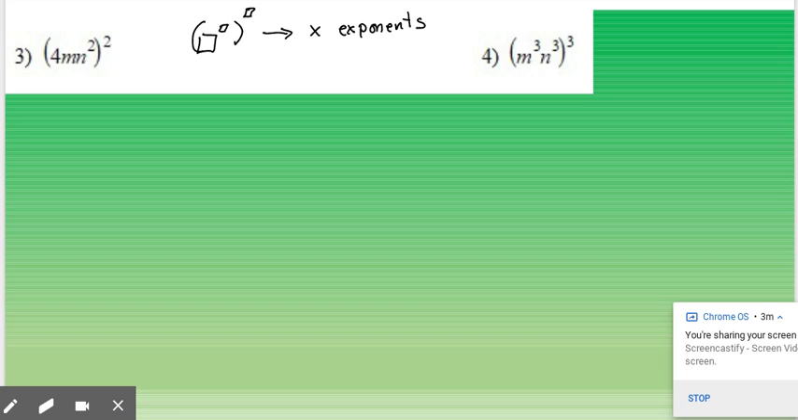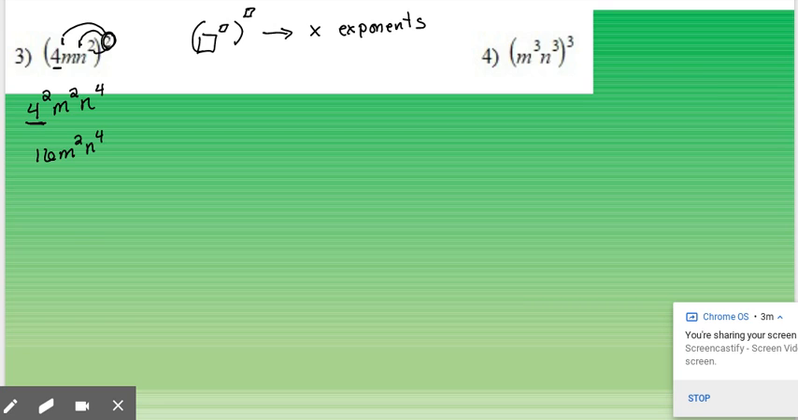Now what's tricky here is we have to remember this 4 has an exponent of 1. The m has an exponent of 1. So all 3 of those exponents are being multiplied by the 2. So for the 4, 1 times 2 is 2. That's going to be 4 squared. For the m, 1 times 2 is 2. And for the n, 2 times 2 is 4. Then make sure you take care of that exponent. 4 squared is 16. So I have 16 m squared n to the 4th.